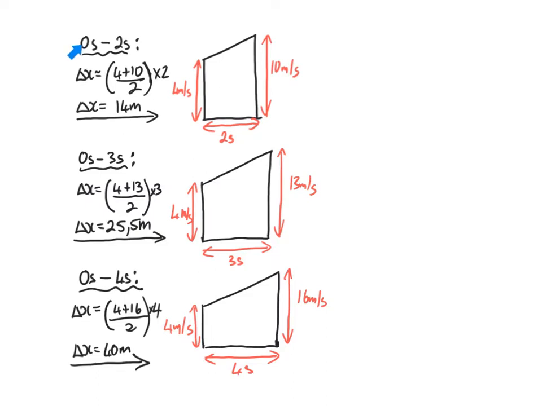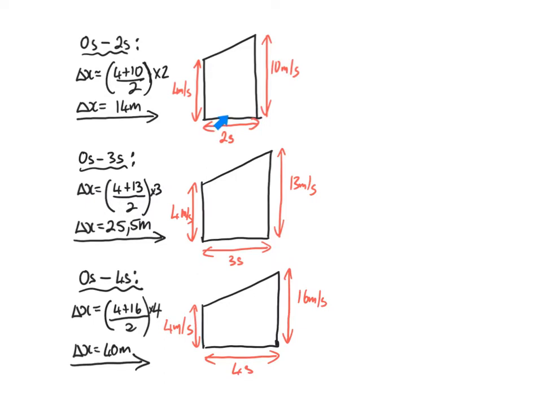So between 0 seconds and 2 seconds, the area under the graph would be a trapezium with sides 4 meters per second at 0 seconds and 10 meters per second at 2 seconds. So substituting the 4 and the 10 into the heights of the trapezium, adding them together and dividing by 2, and then multiplying by the base.